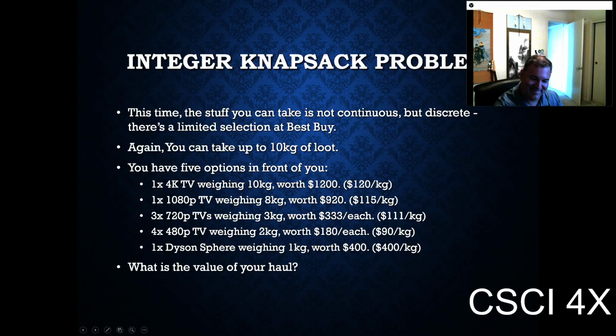So again, you've got 10 kilograms in communism units of loot available to you. You got a 4K TV that will take up the entire backpack. I'm not sure how you'd stuff a 10 kilogram. I don't know. It's a math problem, okay? It doesn't have to make sense. So you can stuff one 4K television into your backpack worth $1,200. You can take a 1080p television worth $920. You take 720p televisions worth $333. You can take 480p TVs worth $180 each. And you can take a Dyson sphere.